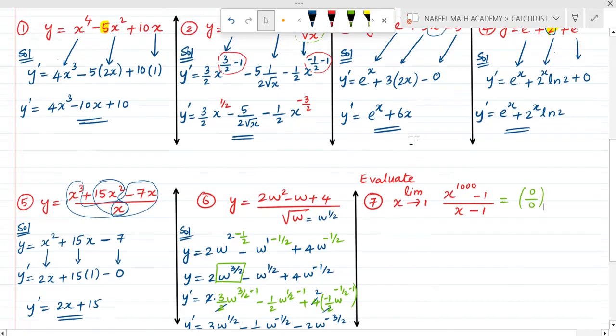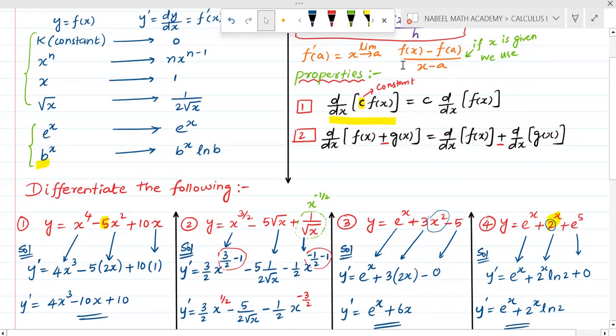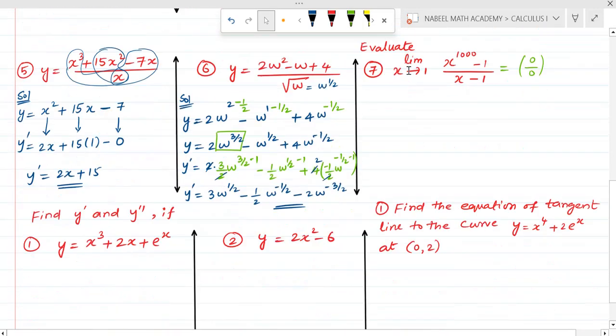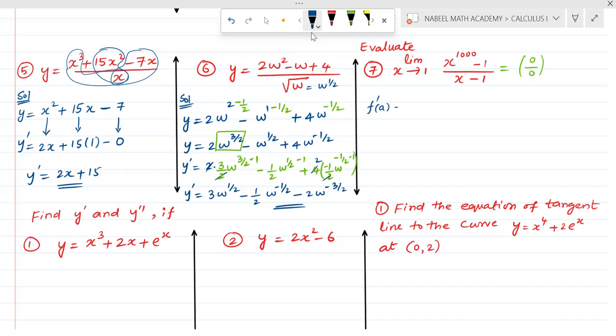By the definition. Which definition? This rule. So what is the definition here? f prime of a is nothing but the limit as x approaches a of (f of x minus f of a) over (x minus a). So this is the rule we have taken in the above.